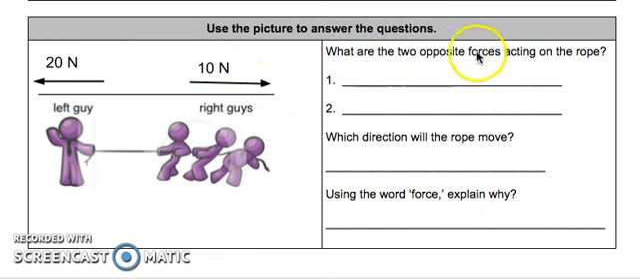What are the 2 opposite forces acting on the rope? Remember the 4 parts. Which direction will the rope move? And use the word force to explain why it will move in that direction. Press pause, press play when you're ready to move on.